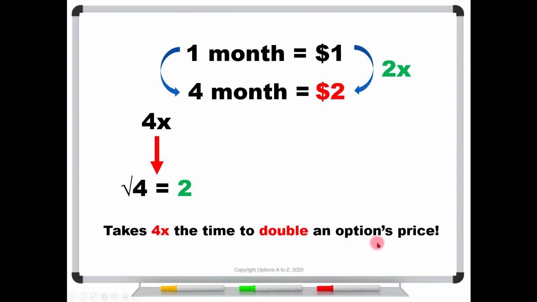And this means it becomes a better and better deal for the buyers to buy time and a worse and worse deal for the sellers. Sellers want to sell the shorter-dated ones, but what you'll find is that people do the opposite.